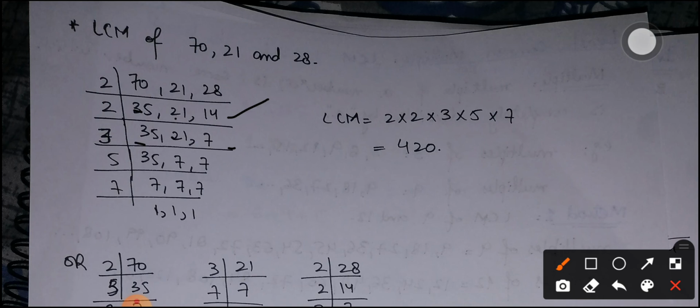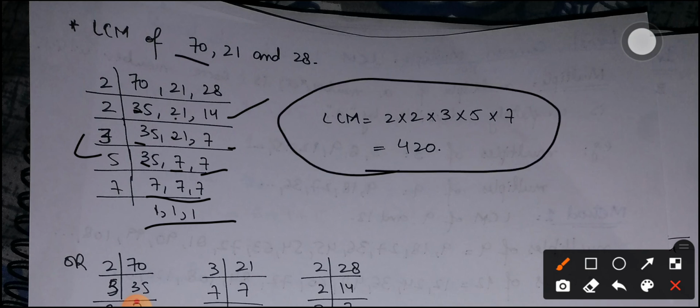Then after 2, I will check it for 3. So 35 as it is, 3 sevens are 21, 7 as it is. After 3, the next prime number is 5, and we get 5 sevens are 35, and then 7 ones are 7. So this is how the LCM is found for these three numbers, and it will be 420.